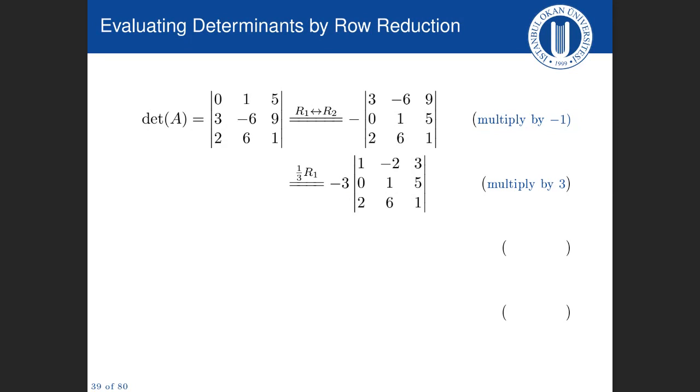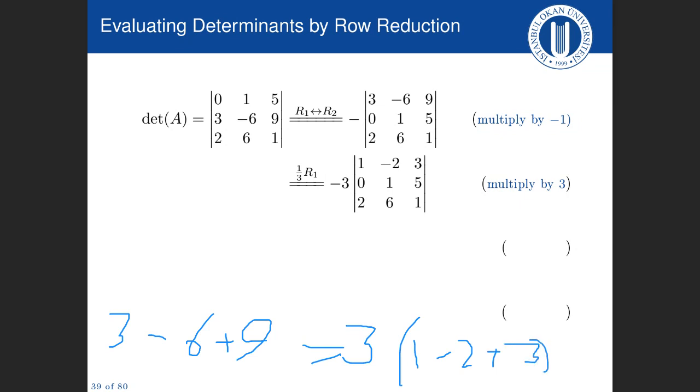Then I'm going to multiply the first row by 1/3. We need to multiply the determinant by 3. Now, if you're unsure about this, just remember it this way. 3 minus 6 plus 9 is the same as 3 multiplied by 1 minus 2 plus 3. We're just doing the same thing here. We're factoring out a number if you wish.